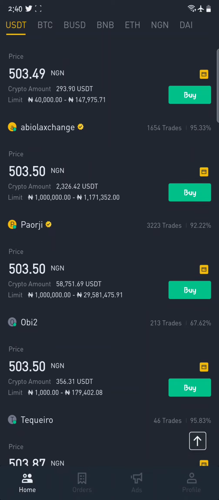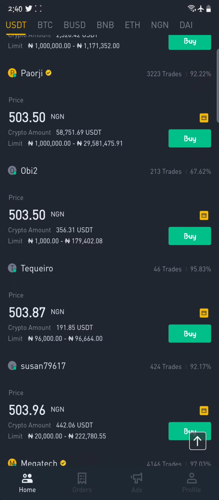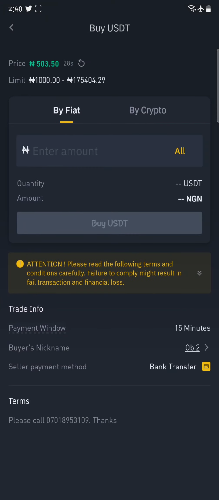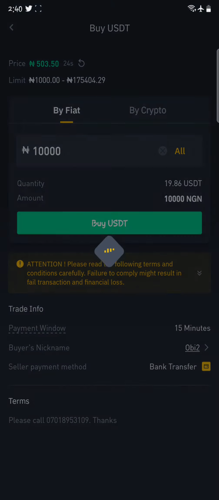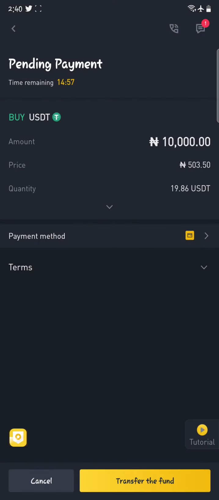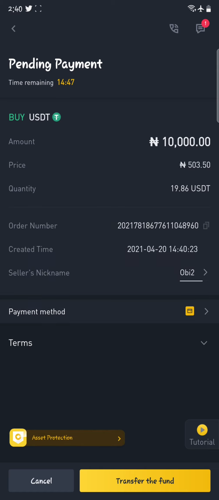to find someone that can sell the volume to me, and I click on buy, and then I press I would like to buy 10,000 Naira worth of USDT. Then I press buy USDT. Now the next thing I'll have to do is pay this seller. So I have 15 minutes to complete my payment. I'm buying at the rate of 503 per dollar, and also I would be getting 19.86 USDT.